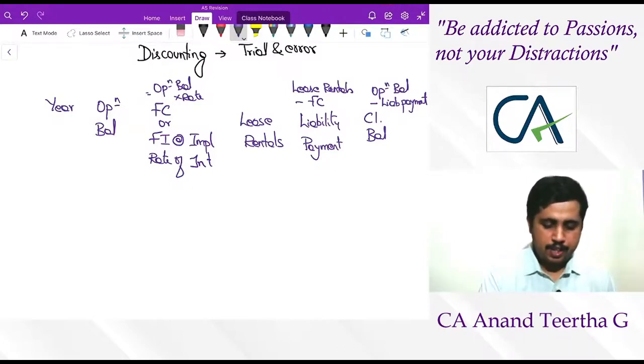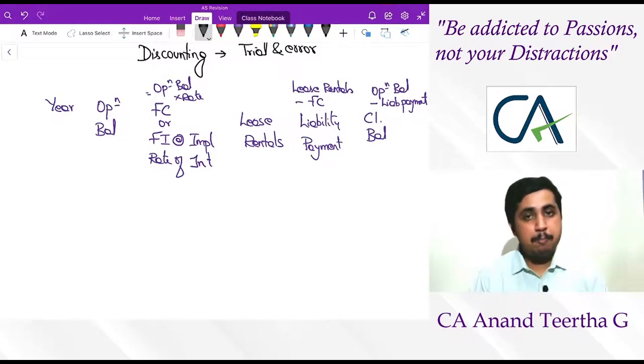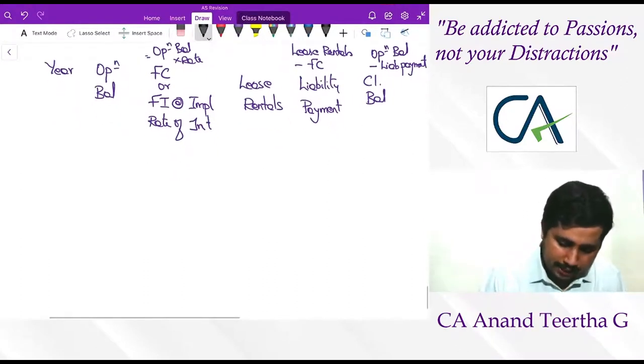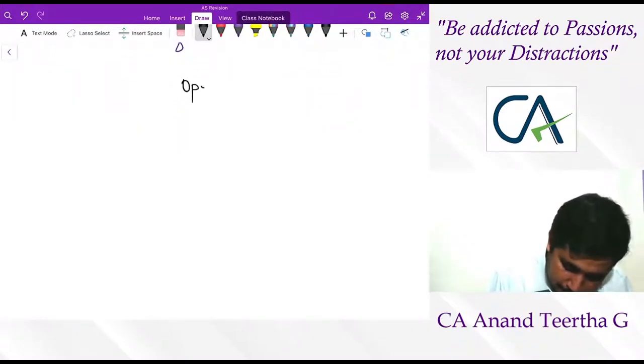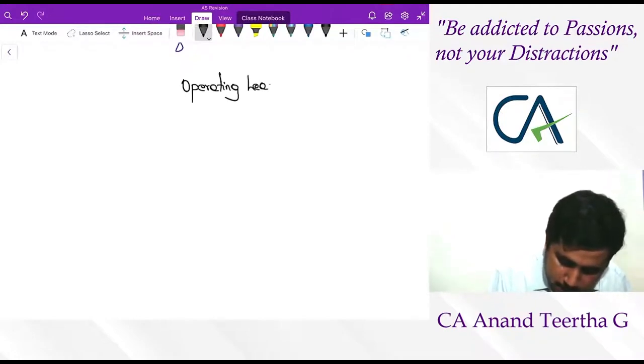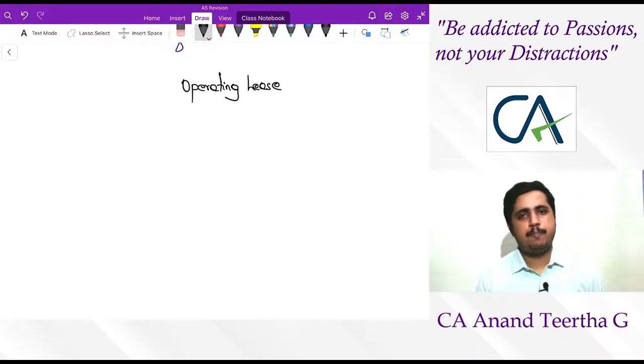So with this, we finish off with the finance lease mechanism. Important one from the exam, because the majority of the questions are covered over there itself. Now comes the next one, operating lease. So we have to now see how operating lease accounting is supposed to be done in a particular situation. Now, in operating lease, there is not much impact.